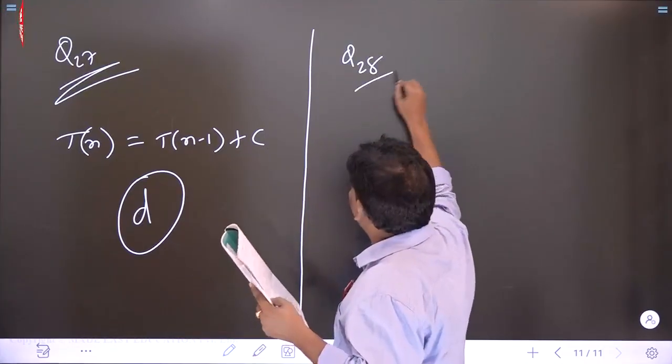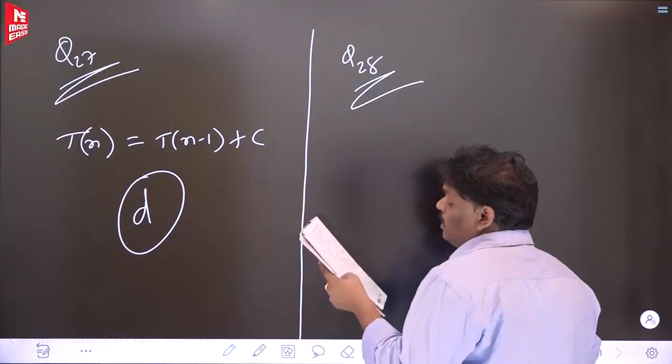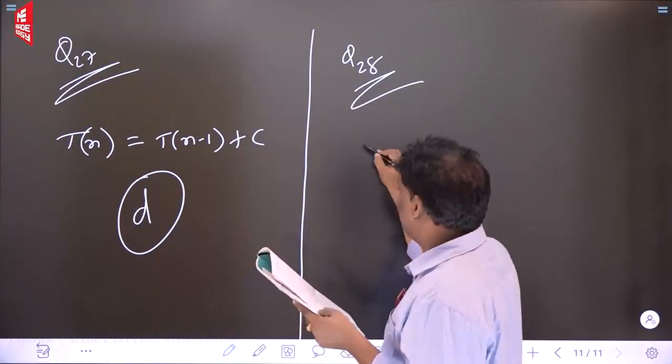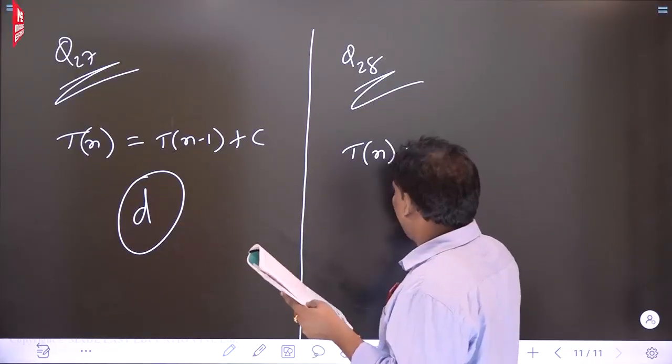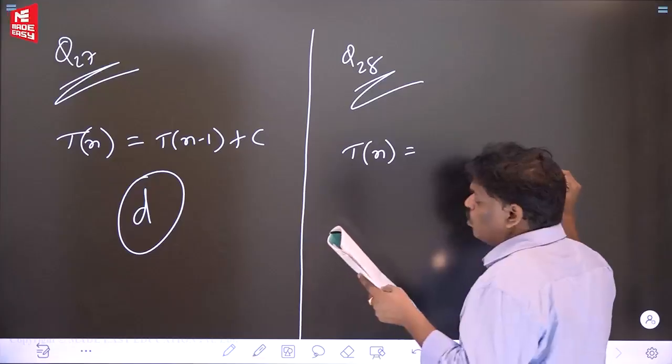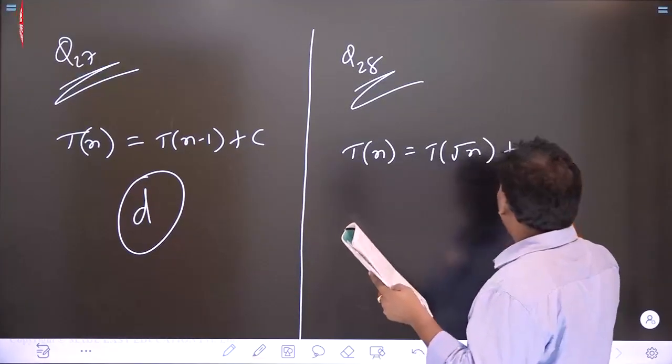Question number 28, please go through it. One function is given, this one may be there in your notes also, one recursive program time complexity. What is the answer? Do something of n, time complexity T(n) is equal to do something of square root of n, so T(root n), plus no loop is there, constant.